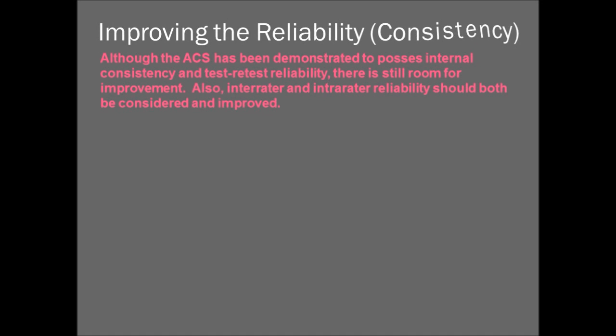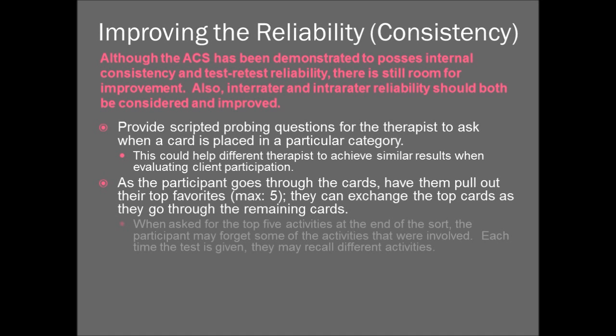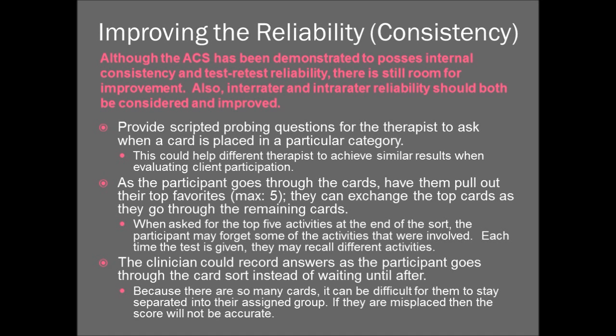Improving the reliability or consistency of the ACS. Although the ACS has been demonstrated to possess internal consistency and test-retest reliability, there is still room for improvement. Also, inter-rater and intra-rater reliability should be considered and improved. Three suggestions for improving the reliability include: number 1, to provide scripted probing questions for the therapist to ask when a card is placed in a particular category. This could help different therapists to achieve similar results when evaluating client participation.